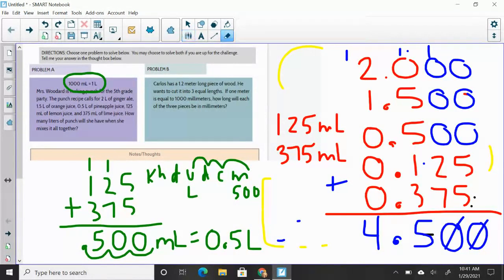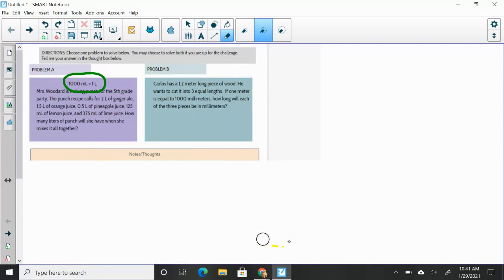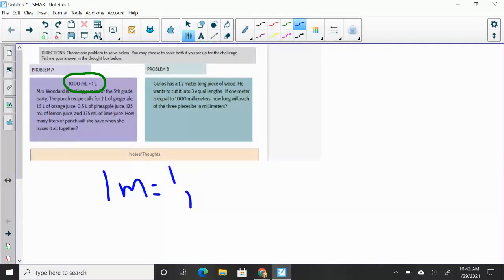Problem B, let me get rid of all of this. Problem B says Carlos has a 1 2/10 meter long piece of wood, and he wants to cut it into 3 equal lengths. So he is breaking it up into 3 equal pieces. He's going to be dividing it into 3 equal pieces. If 1 meter is equal to 1,000 millimeters, how long will each of the 3 pieces be in millimeters?